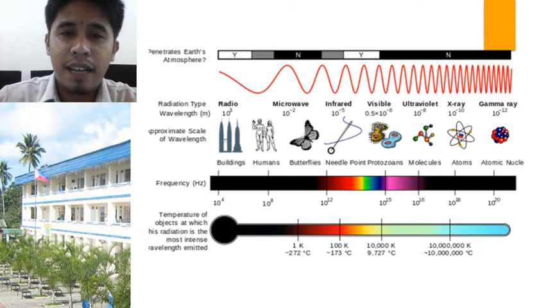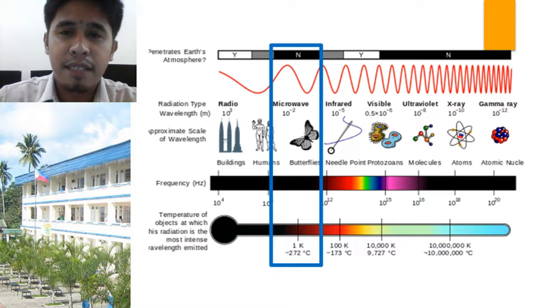In this diagram, microwaves are boxed in blue. You may notice that microwaves are slightly higher than radio waves in terms of frequency and energy, but lower in wavelength.